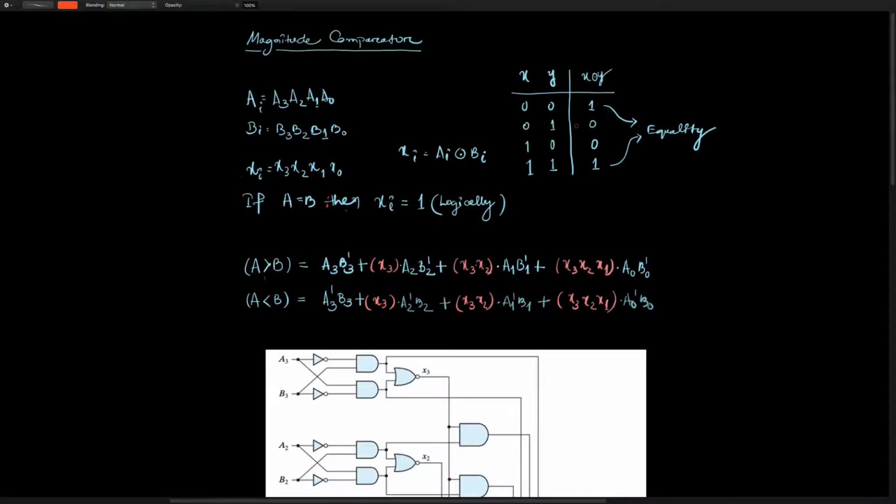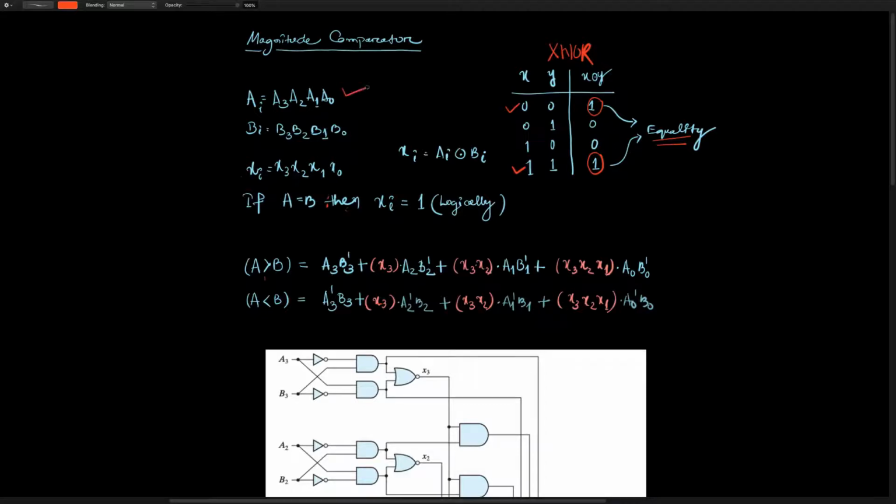Now the XNOR operation is used as the equality operator. We call it that because whenever the two inputs are equal, the output goes high. That's the reason we call it the equality operator, or XNOR. So we can use the XNOR operator to find equality.